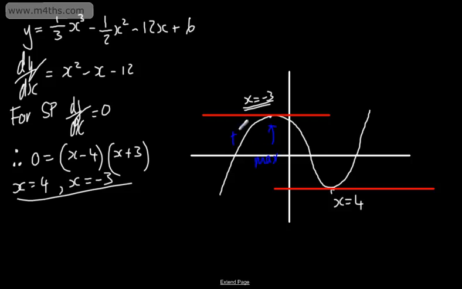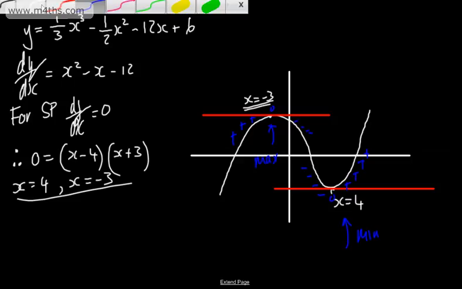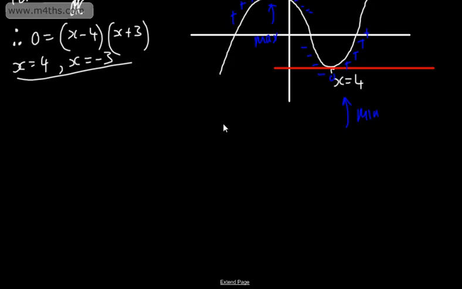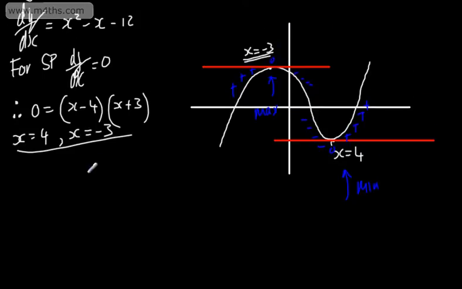We've got positive, positive, positive, 0, negative, negative, negative. This just here is a min, and we can see that this is negative, negative, negative, 0, positive, positive, positive. So increasing to decreasing, decreasing to increasing. But let's go ahead and determine the nature of those, because we might not be able to sketch this. It might be a function that we don't yet know.